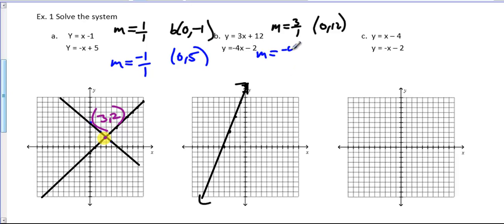Alright, second one, I have a negative 4 over 1. I have 0, negative 2, so I'm going to start down here. And then I'm going to go down 1, 2, 3, 4 over 1. What I like to do with my second one is actually go until I cross. So I'm going to go the other way. 1, 2, 3, 4 over 1. 1, 2, 3, 4. And I found that point. Alright, so I could stop there, draw my line in. I know exactly where these two lines are going to cross.